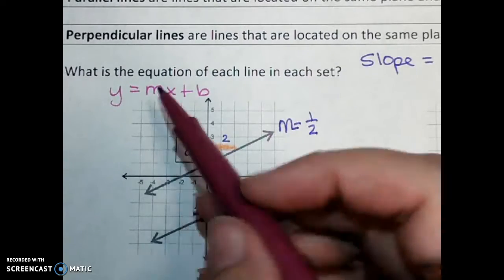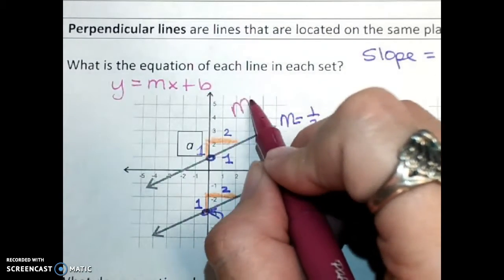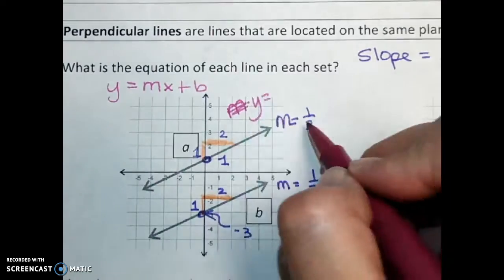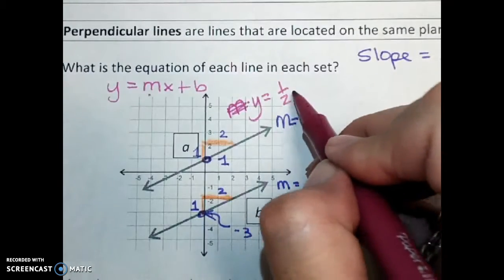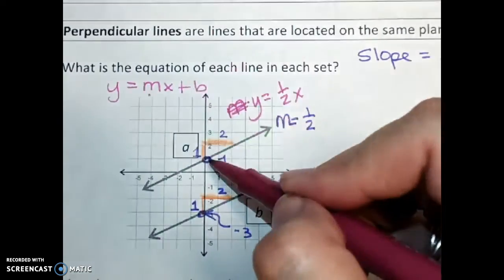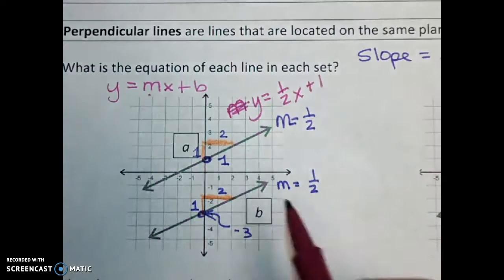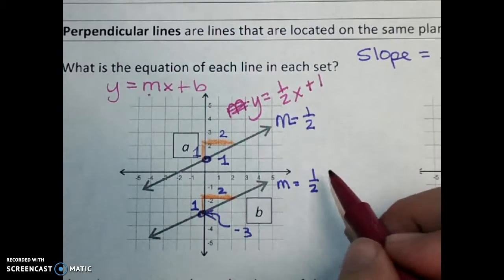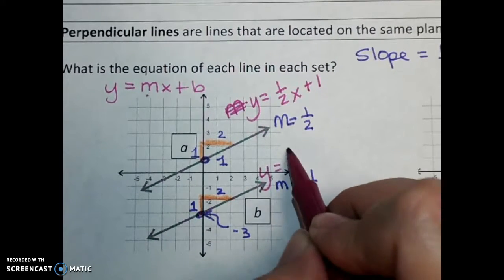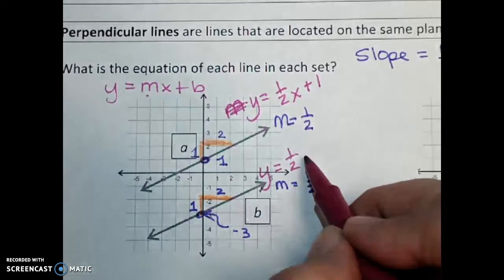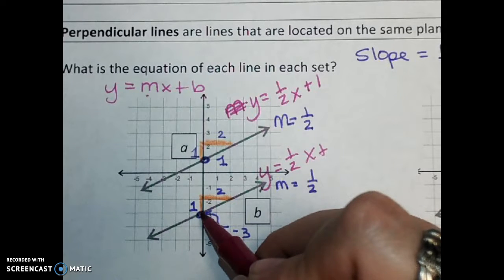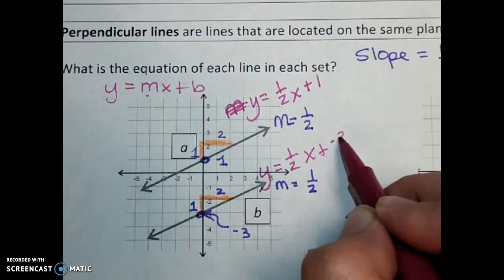M is your slope, so this is going to be y equals m is 1/2 x plus b tells me where it crosses the y-axis. Well, this one is crossing at 1. This one here, same slope, so still y equals 1/2, that's my m, x plus where it crosses is negative 3. So that's the equation in that one.